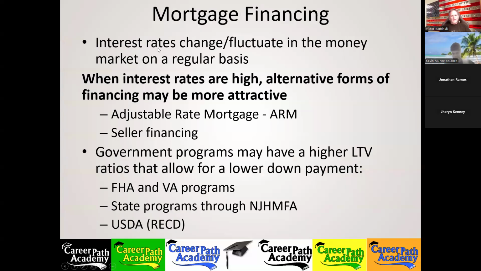So we have interest rates. They change. Once again, this is just a recap. Interest rates change and fluctuate in the money market on a regular basis. And when interest rates are high, alternative forms of financing could be more attractive, like adjustable rate mortgages or seller financing, or those government programs that could allow for a higher loan to value ratio, meaning they lend you more money, but the borrower puts down less.